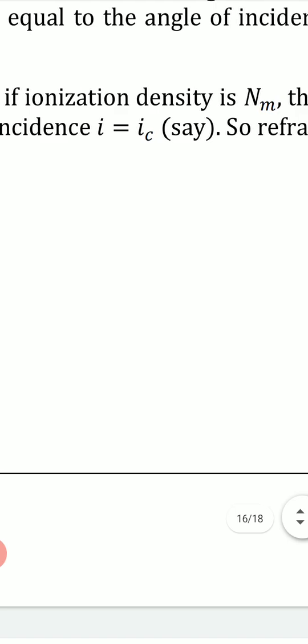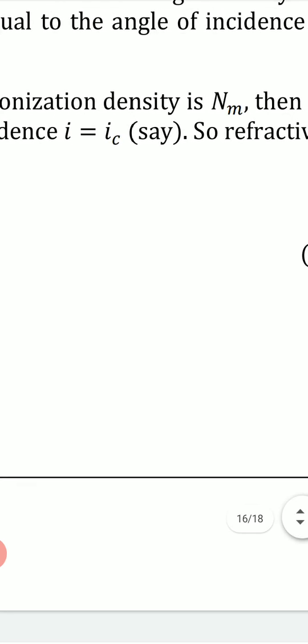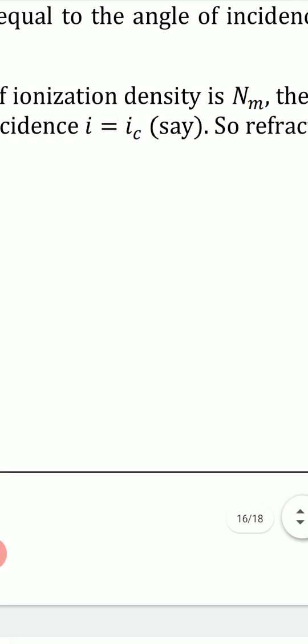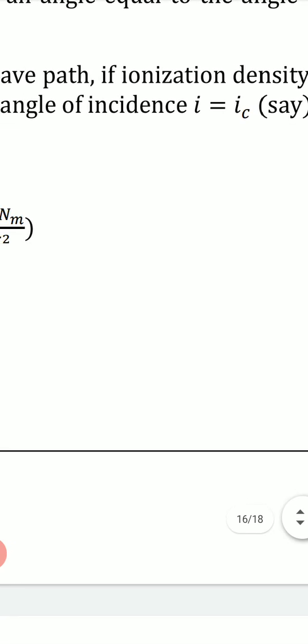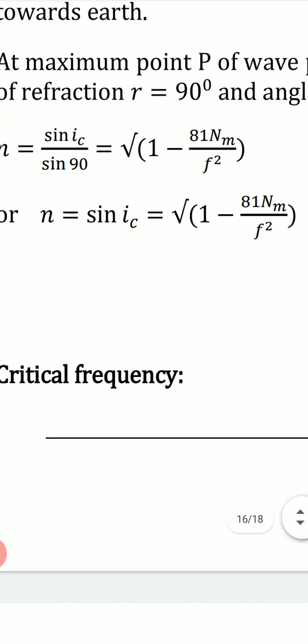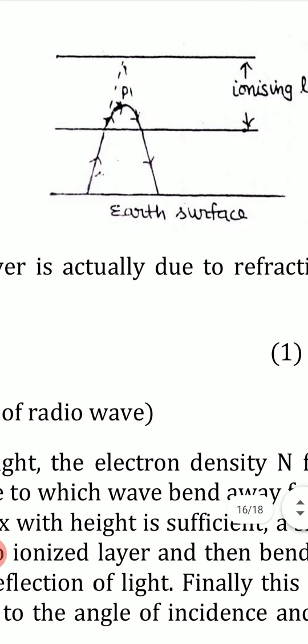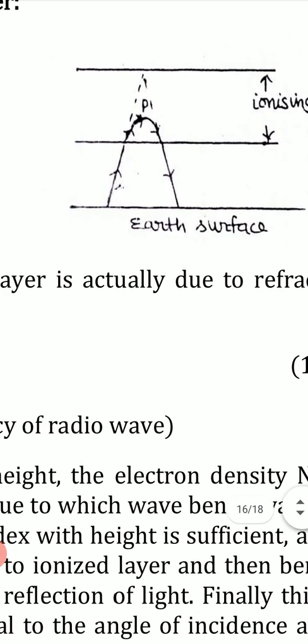At maximum point P of the wave path, the ionization density is Nm. Ionization density is the density of electrons, the number of electrons per unit volume. Look at this figure, P is the maximum point of this path of the radio wave. At this maximum point P, the angle R becomes equal to 90 degrees.